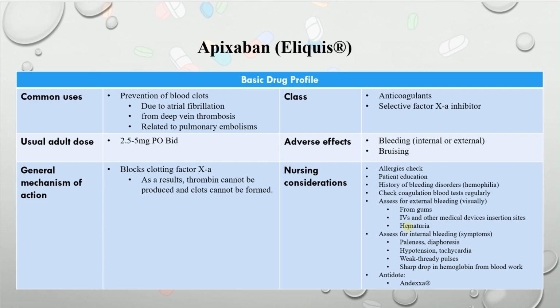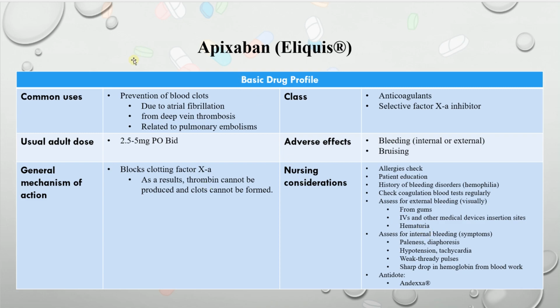Now, to assess for internal bleeding, that's a little more insidious, and you're going to go with symptoms. As a patient starts to bleed, the pressure starts to drop and the heart rate starts to go up. So you should start seeing paleness, diaphoresis, hypotension, tachycardia, weakened peripheral pulses. And in your blood work, if the patient's bleeding internally, you should see a sharp drop in hemoglobin from your complete blood count.